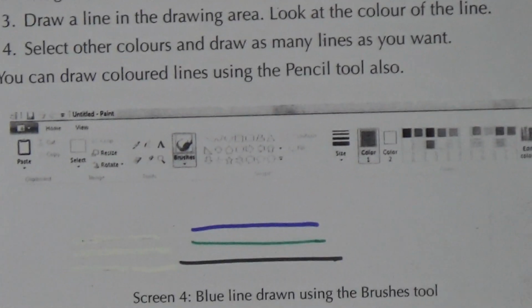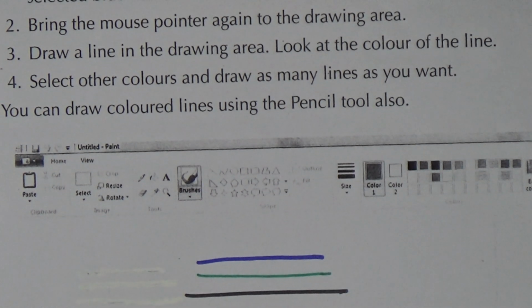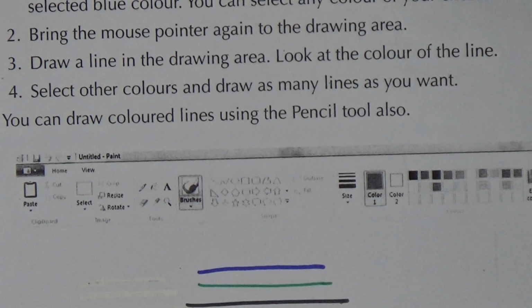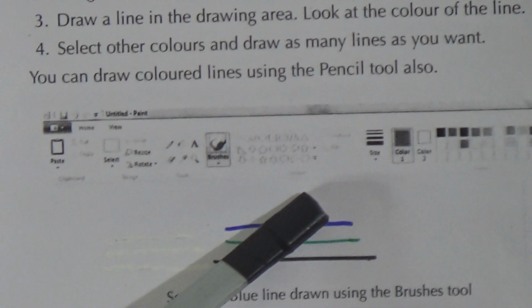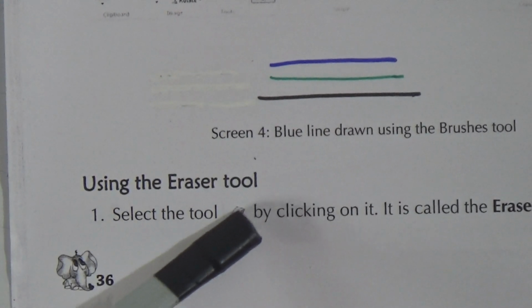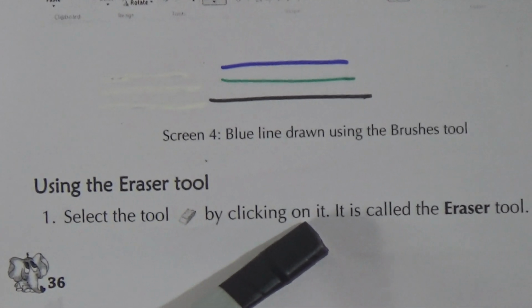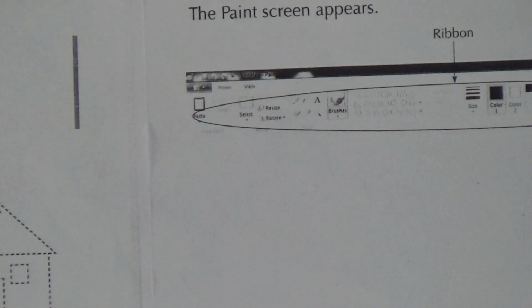Now we will know about the eraser tool. So using the eraser tool, how will you use the eraser tool? So if you want to erase any drawing from this drawing area, we will use the eraser tool. And the first step, select the tool. Now look, there is an eraser. By clicking on it, so you will get this eraser tool in this part, that means in the ribbon area, and it is called the eraser tool.